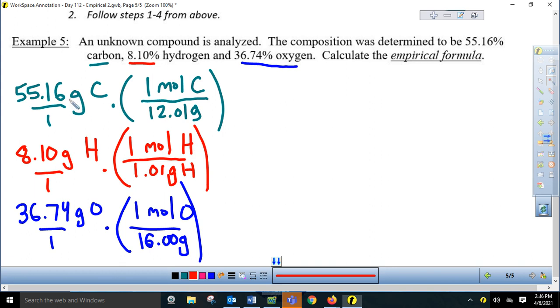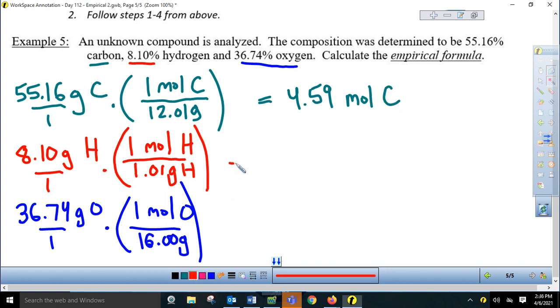Alright, so we're basically dividing, right? So 55.16 grams of carbon divided by 12.01 grams. That's about 4.59. So we have 4.59 moles of carbon present.